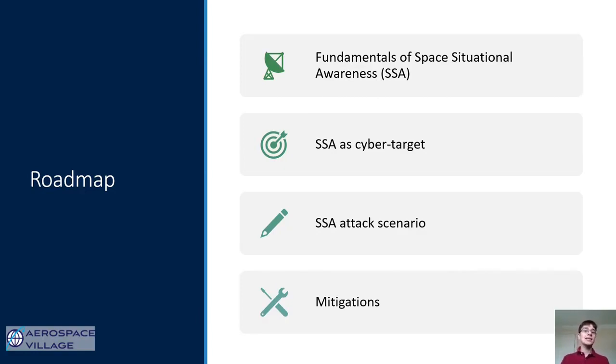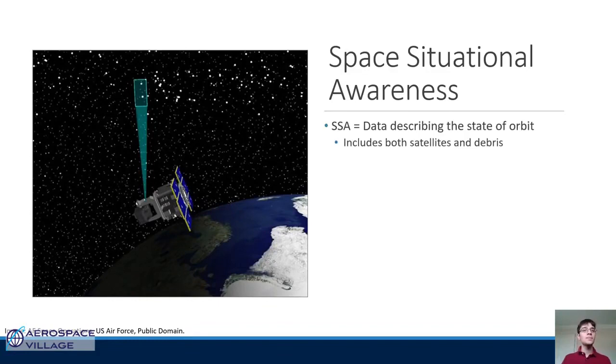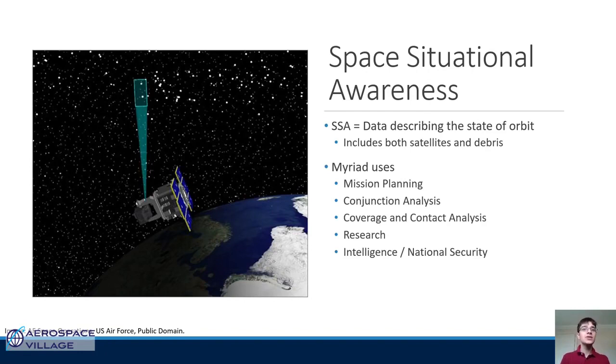So SSA as a concept is very simple at its core. It's just understanding what's out there, whether that's a satellite or a piece of debris, or even a comet or an asteroid, depending on how you define it. It's essentially a catalog of everything in space and where it's going. And we use SSA in every step of a satellite mission. From the moment that we decide which orbit that we're going to launch our satellite into, to the moment we retire our satellite into a graveyard orbit and try to avoid crashing into other satellites when we turn it off.